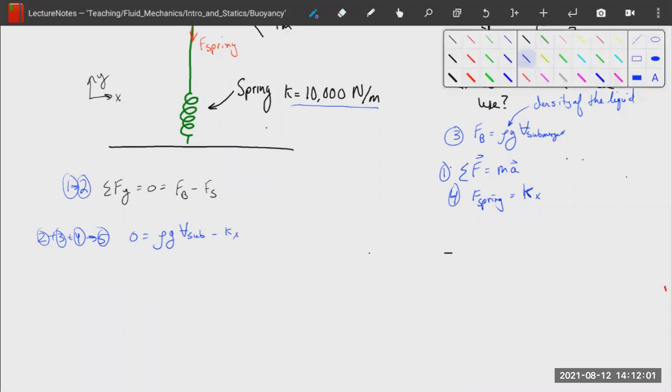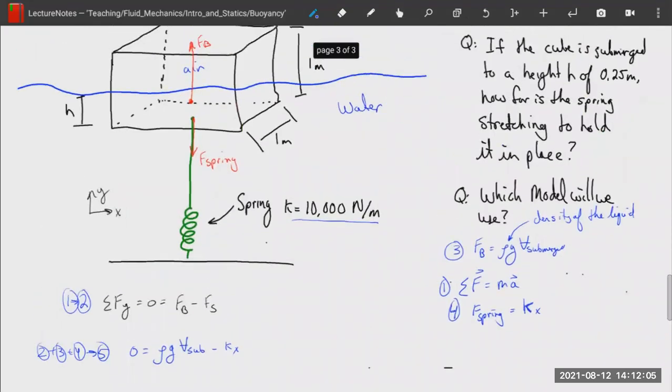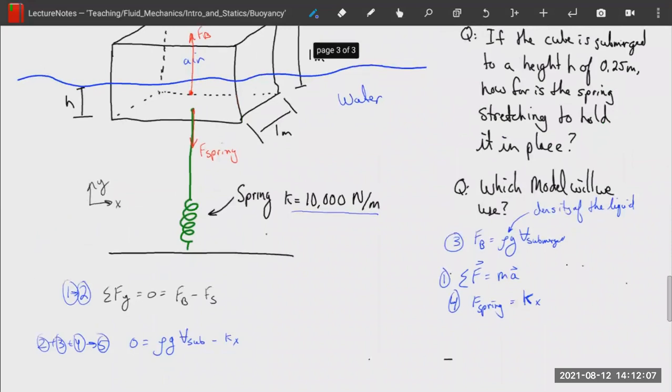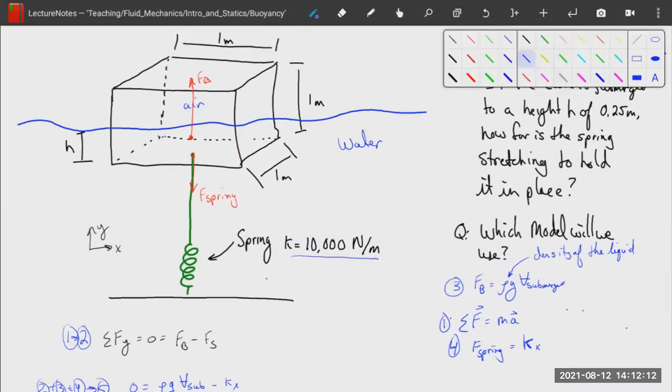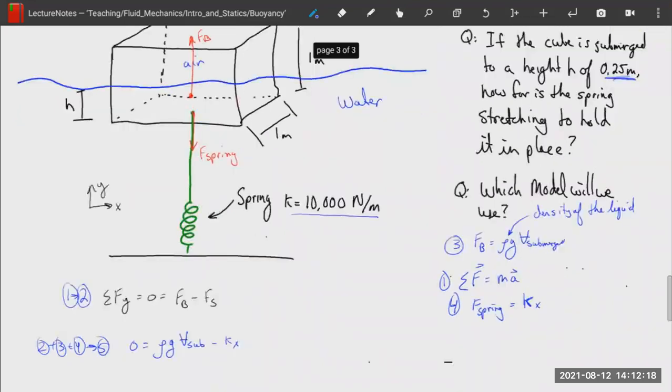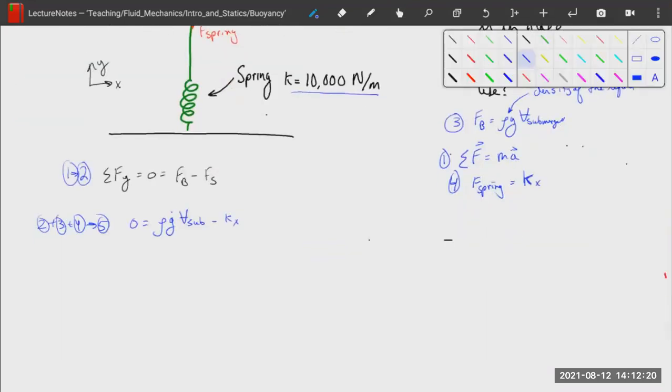Cool. Now the question is, are we given our volume submerged? In fact, we are given our volume submerged. So our box is 1 meter by 1 meter by 1 meter, and it's submerged by a height h, which happens to be 0.25 meters. So we know g, we know rho, we know our V submerged, we know our spring constant. The only thing we don't know is x, which means we're done. We can solve for it.